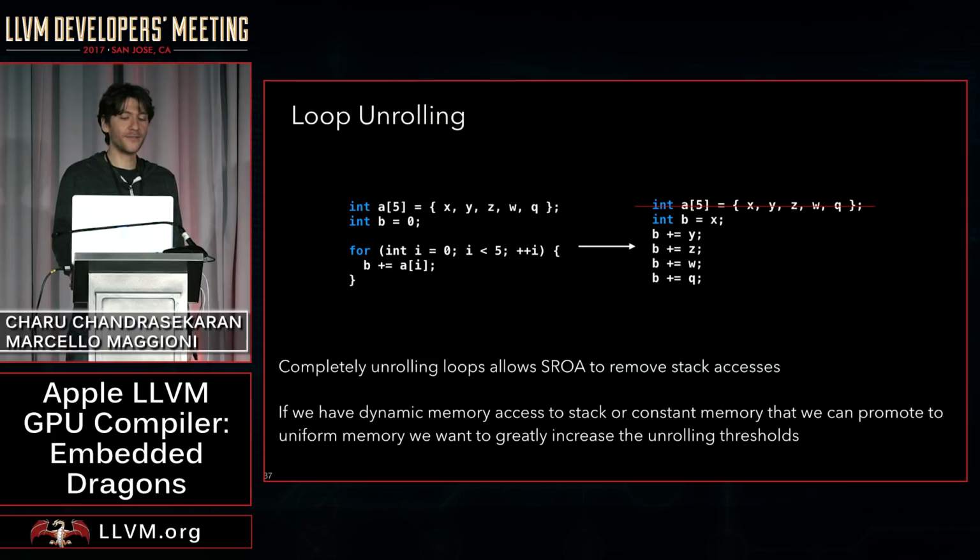So we have our own custom thresholds for inlining that are higher than typical for GPUs, because we want to inline more. But if we detect, like in this case, that we could get rid of this stack access if we unroll the loop, we increase our thresholds even more to make sure that the loop gets unrolled and you get the code on the right.